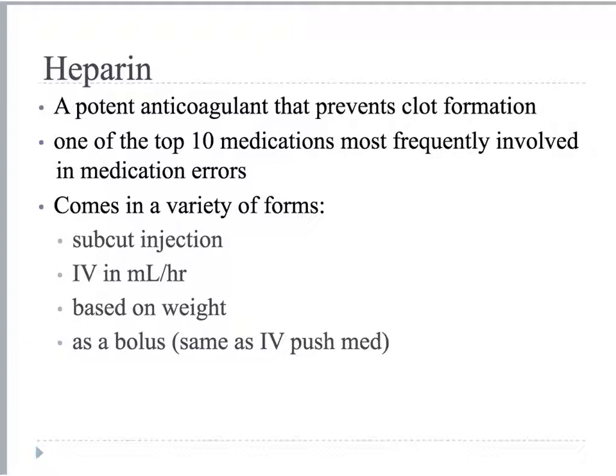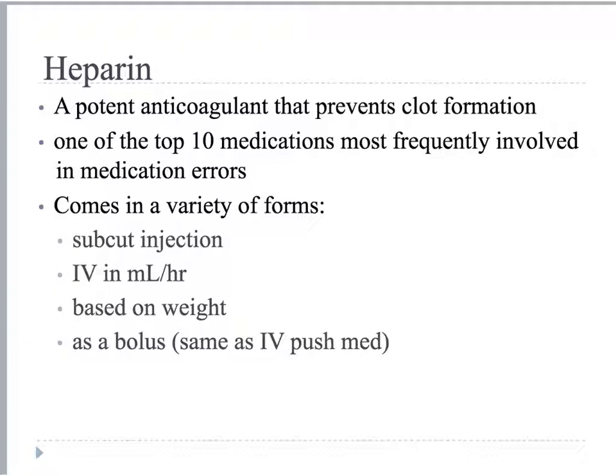The first one that's listed here is a subcut injection. So heparin can be given as an injection. That injection is usually less than 1 milliliter, so we would use a TB syringe and we would round to 2 decimal places. So it's usually a very small amount because of how strong it is.